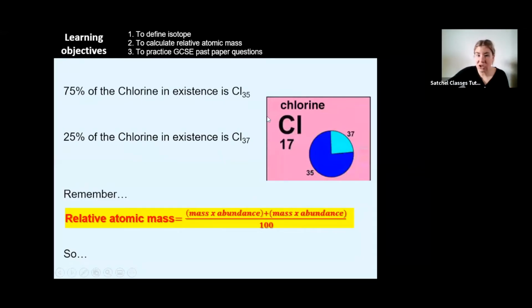So what I would do is, we've got a mass here of 35. I'm going to have to multiply that by its abundance. So I would do 35 times 75 in brackets, plus 37 times 25, because it's the mass times abundance plus the mass times abundance. If there was a third, we'd just do plus mass times abundance. All of that over 100.